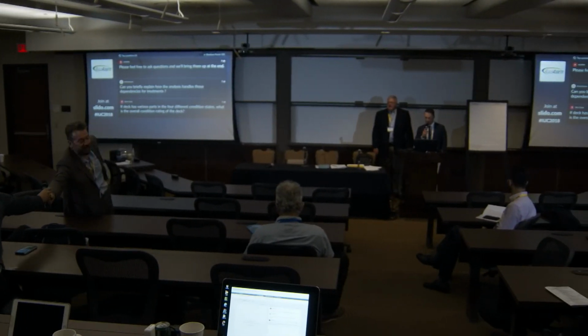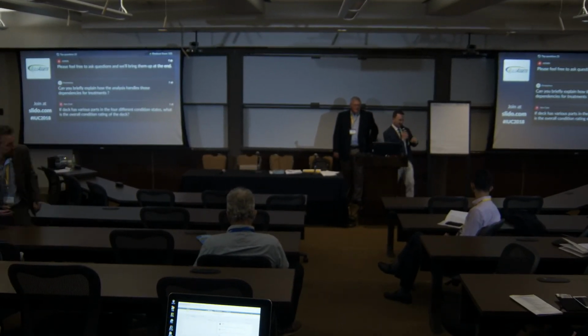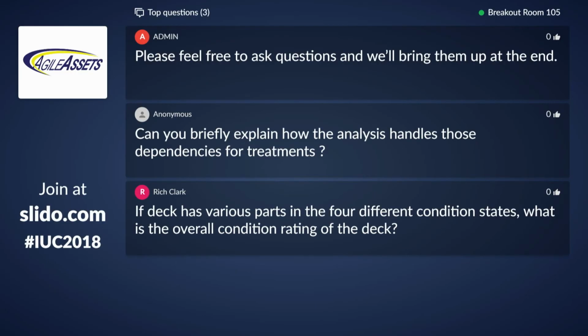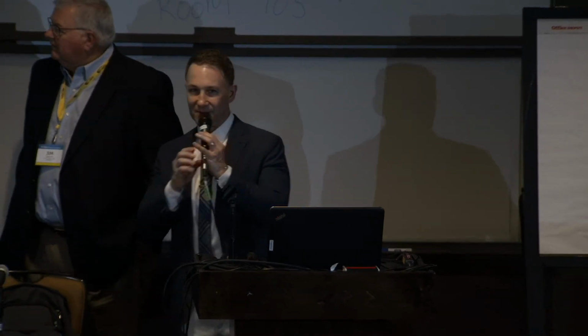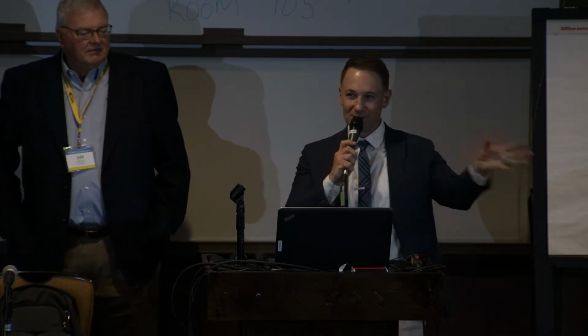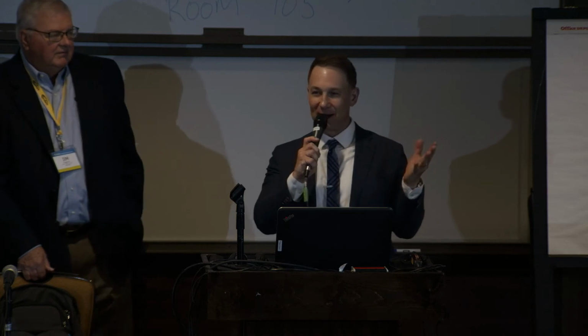Okay. There's one more question that we can get in the little bit of time that we have left. It says, if the deck has various parts in the 4 condition states, what's the overall condition rating of the deck? Now, obviously, a deck can have different percentages in different condition states, and that's typically on the element level how it's going to be broken down. You got this amount in condition state 1, this amount in condition state 2. Now, what the question is, what's the overall condition rating of the deck? That's taking it to how do we correlate element level to a component level, right? And that's a correlation that everybody's trying to make right now.